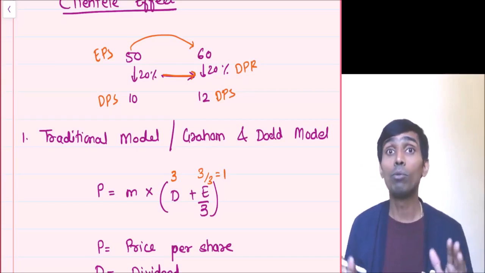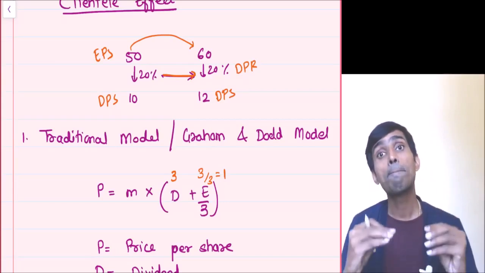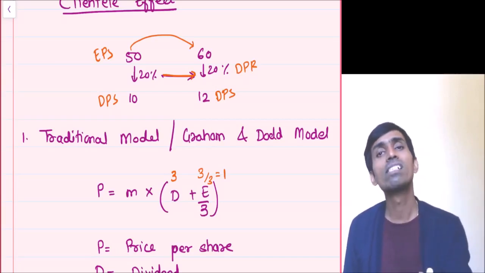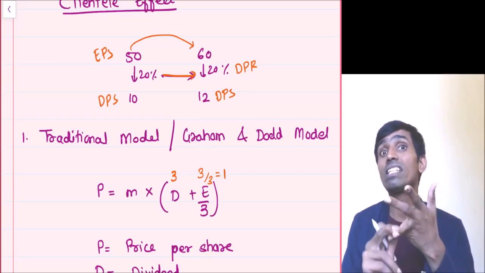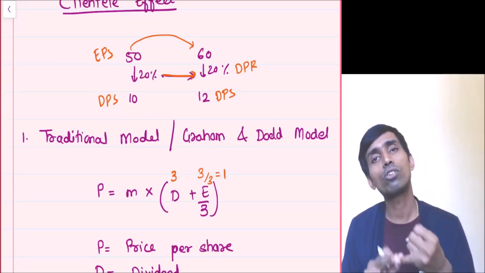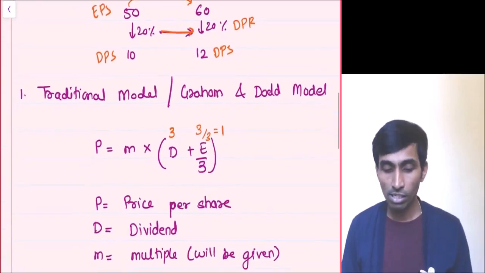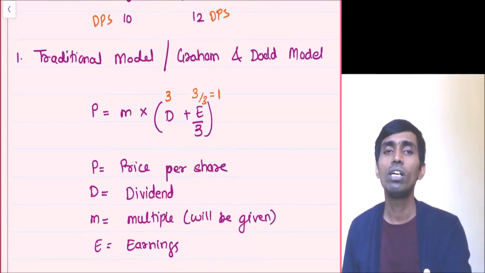One more policy is there where we have a constant dividend per share plus extra dividend whenever there is extra earnings. So this is how the three things are there. One is constant DPS, one is constant dividend payout ratio, and third one is constant dividend per share plus extra dividend. The first model we are going to learn is the traditional model, which is called Graham and Dodd model.